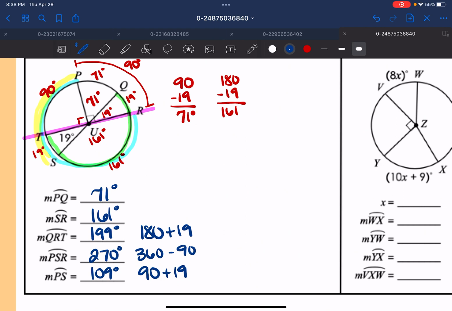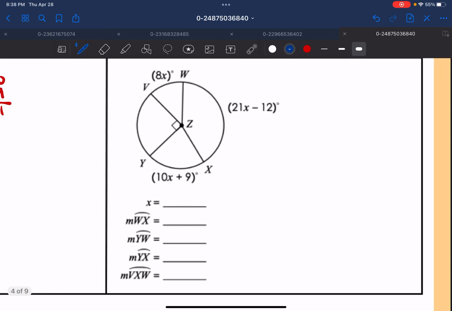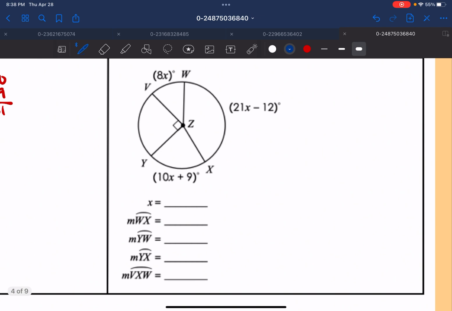Okay, let's jump to the other side. We can see that now we're adding some variables to it, but the rule is still the same. They're all central angles. We know they all add up to 360. I notice here that we have a right angle, so we can go ahead and say that that would be 90 degrees. We don't have to worry about that one. So if I take that 90 degrees away from the 360, we know that we're left with 270 degrees for these 3 angles here.